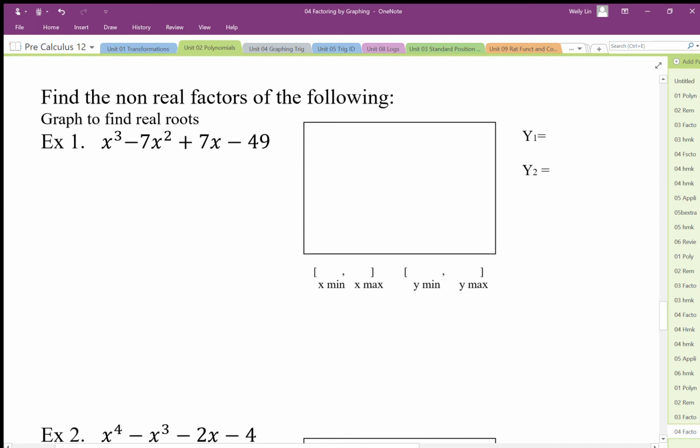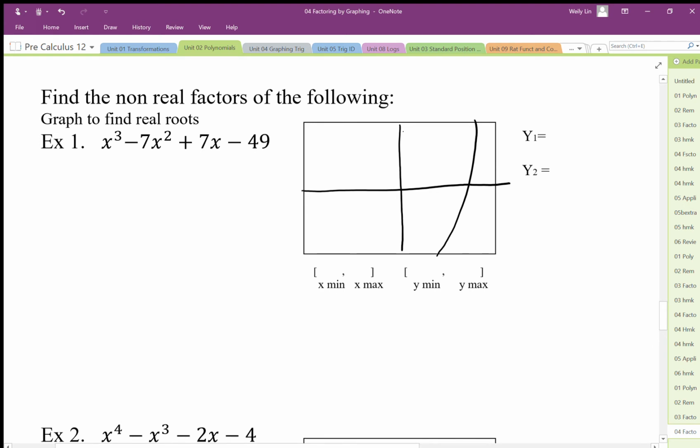My graph looks a little weird. I don't really know what to make of it, because it looks like this. It just comes through like this. I don't even see the other parts. If I expand my window, I'm going to make my y min maybe negative 200 or something like that.